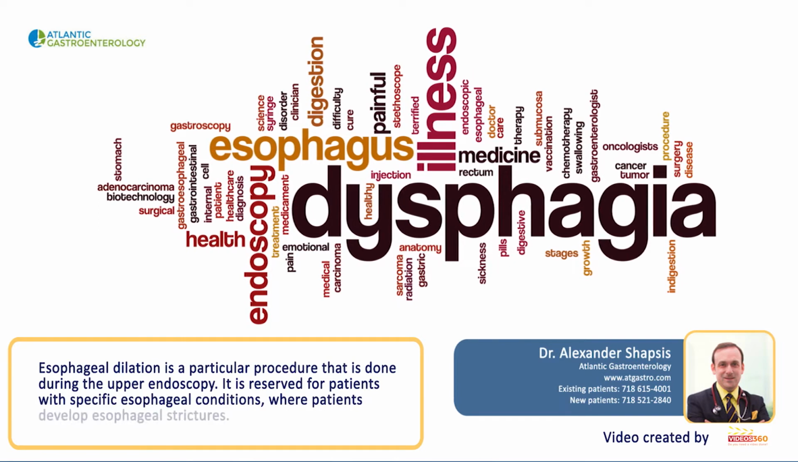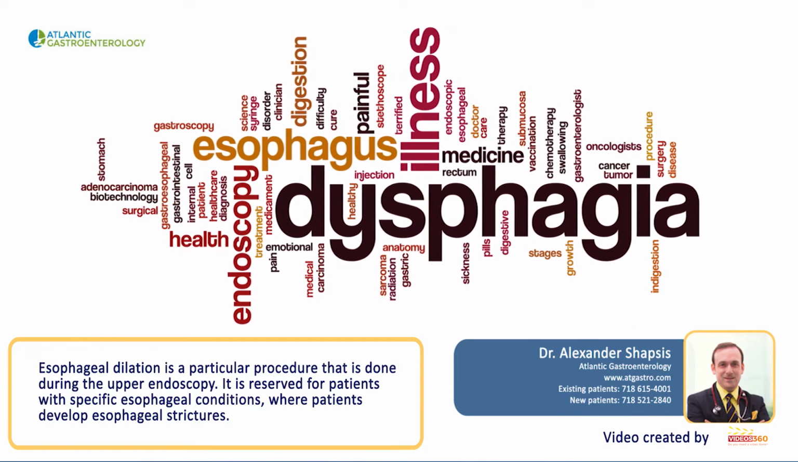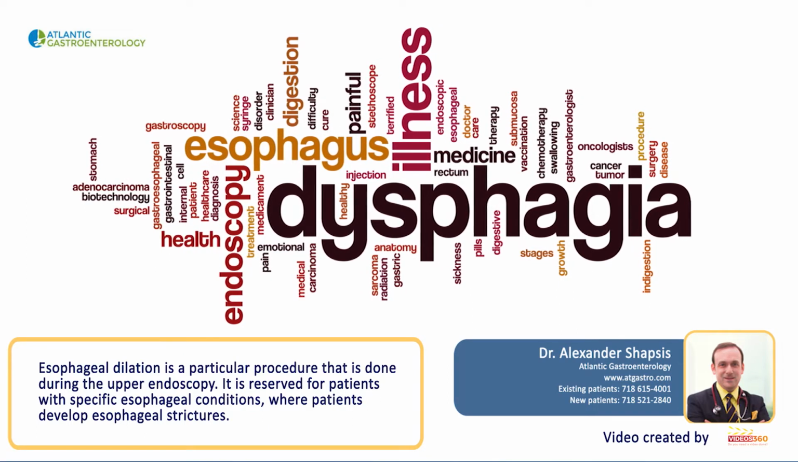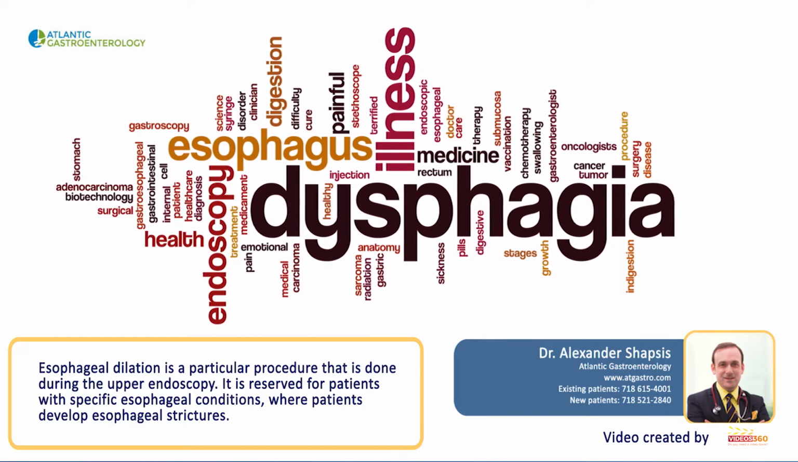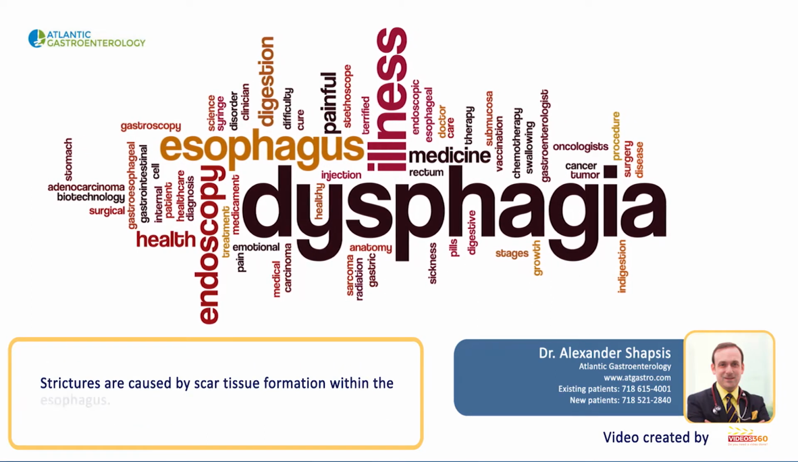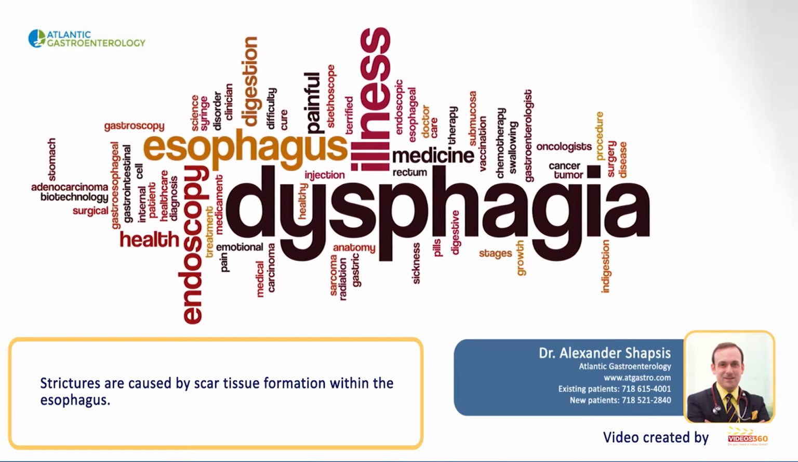Esophageal dilation is a particular procedure that is typically done during the upper endoscopy. It is reserved for patients with specific esophageal conditions where patients develop esophageal strictures. Now, what are strictures? Typically, strictures are caused by scar tissue formation within the esophagus.